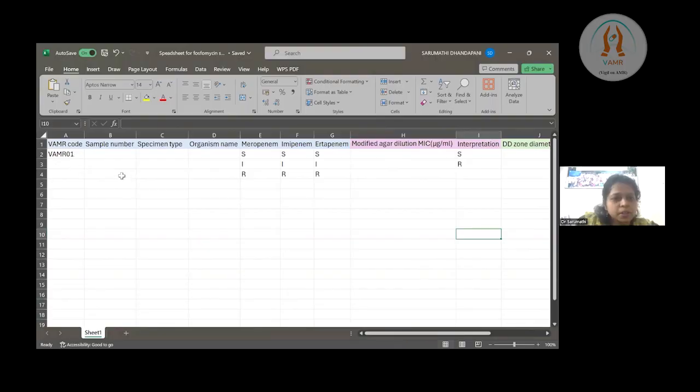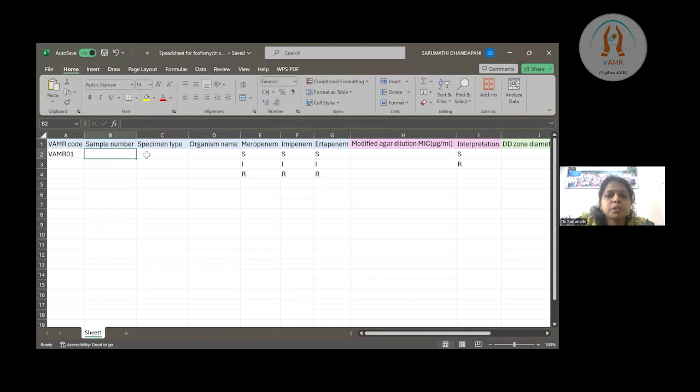So this is the spreadsheet that we are going to share with all the centers. Each center will be entering values like this. These are the different parameters. The first top row is the different parameters that you are going to write. The first column will be your VAMR code. All centers will have their individual code, and you are going to repeat it in all the rows. Then the sample number you are going to write here.